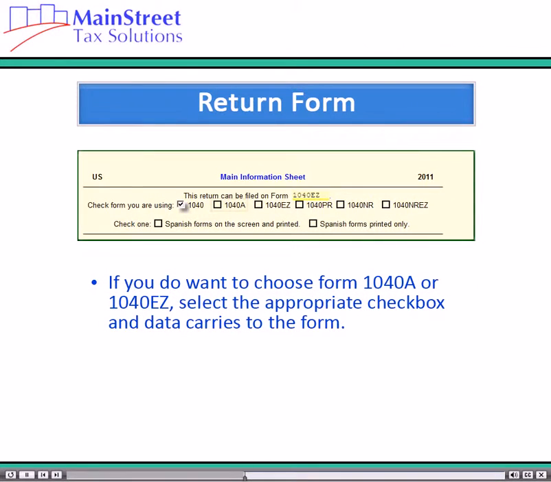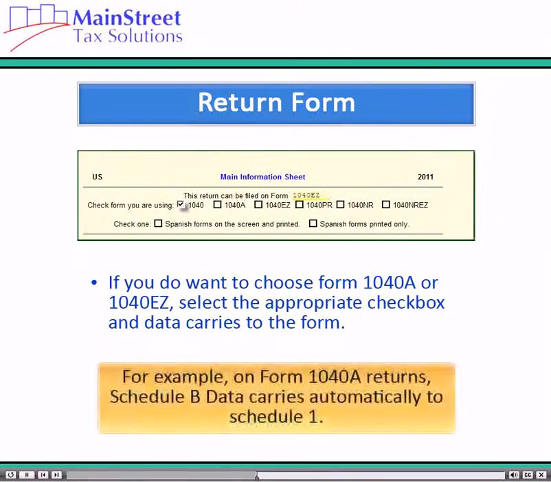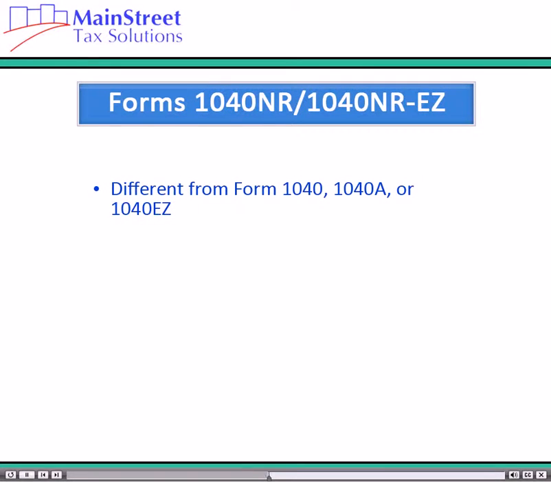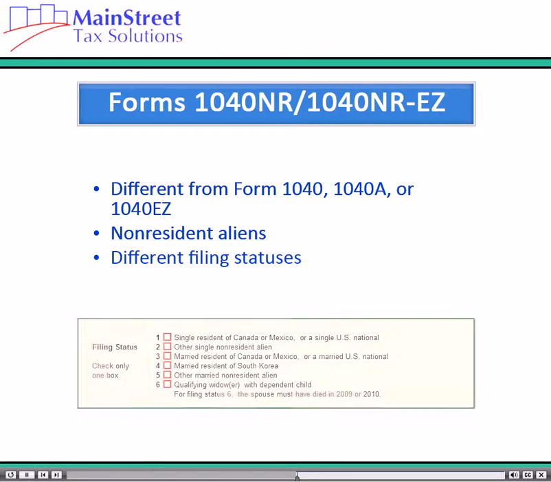If you do want to choose Form 1040A or 1040EZ, select the appropriate checkbox and data carries to the form. For example, on Form 1040A returns, Schedule B data carries automatically to Schedule 1. Form 1040NR and Form 1040NREZ are different from Form 1040, 1040A, and 1040EZ because these forms are used for non-resident aliens. Non-resident aliens are required to enter different types of information on their returns. For instance, the filing statuses are different.